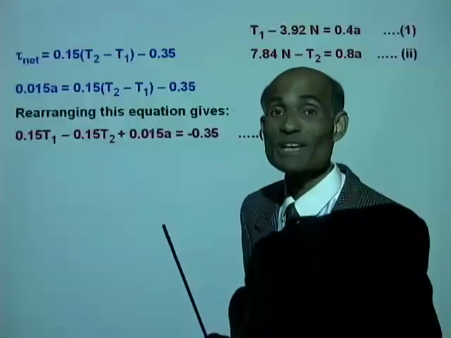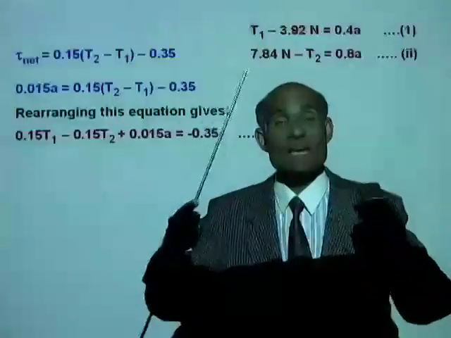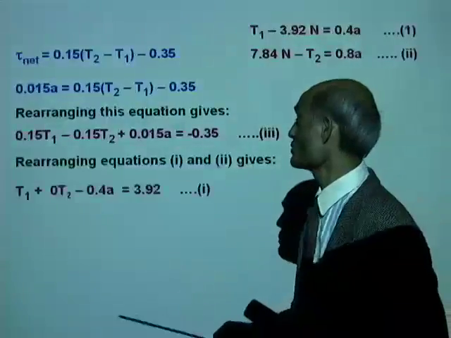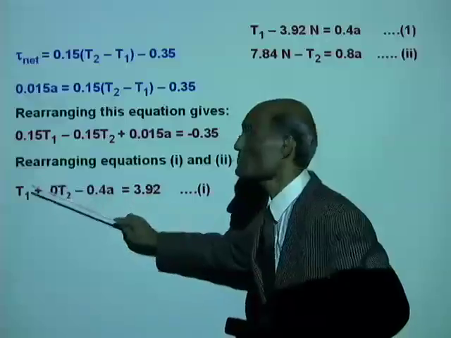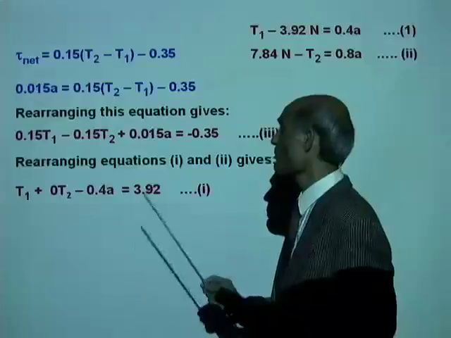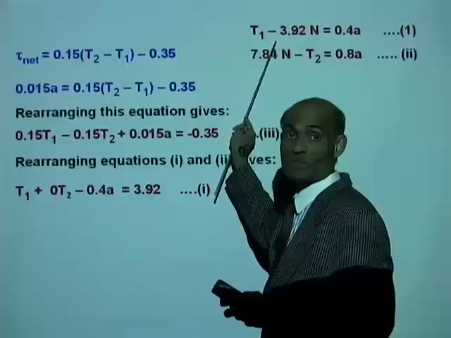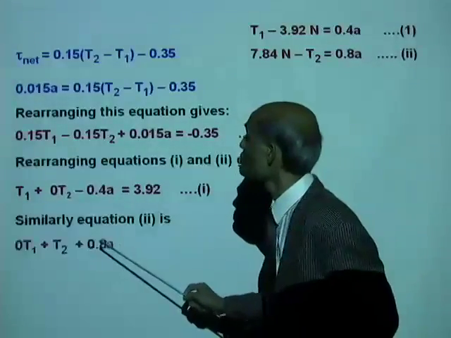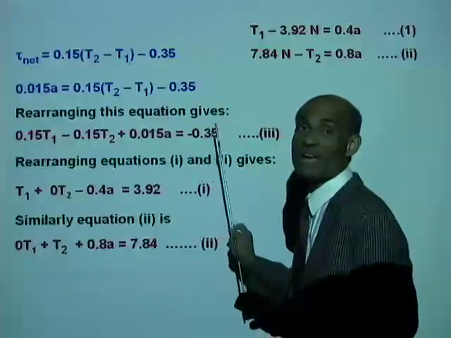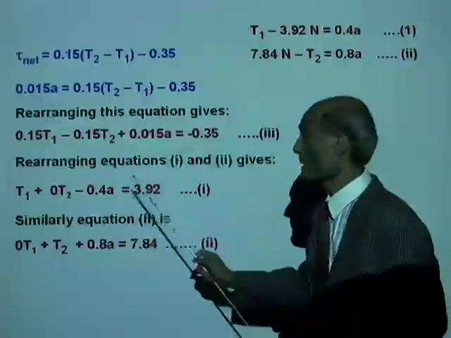You now have three equations and three variables, and you know how to make matrices and solve them. Rearrange those three equations. Look at the way I'm writing them. T1 plus 0 T2 minus 0.4 A equal to 3.92. That is our first equation. And the second equation is 0 T1 plus T2 plus 0.8 A equal to 7.84, rearranging this equation.